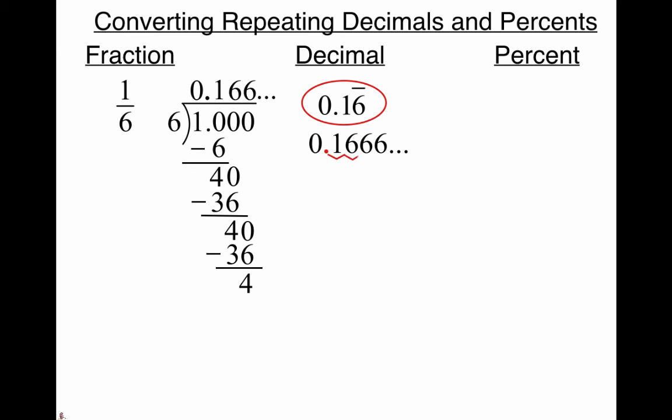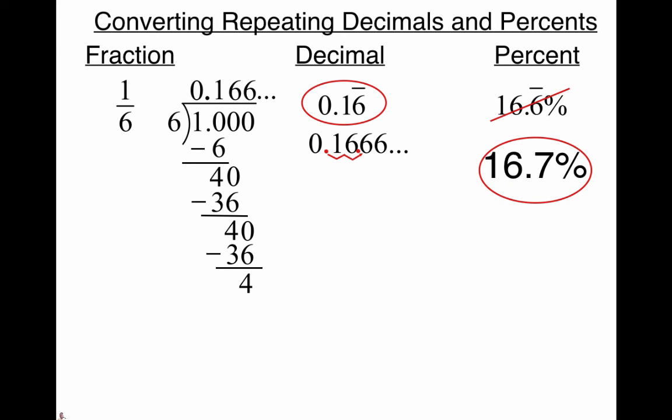So then we move the decimal 2 spots to the right, and we get 16.6 with a bar over it. That's one of those ones I really don't like. I would prefer that you round it. Or you could also put 16 2/3%.